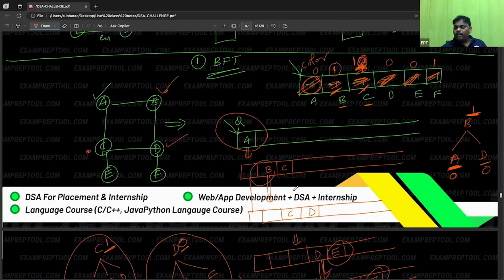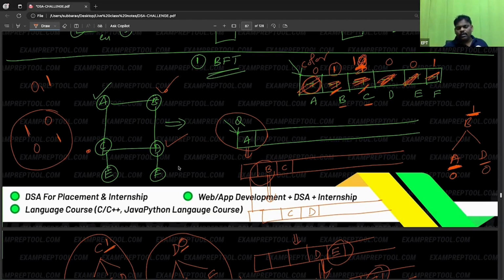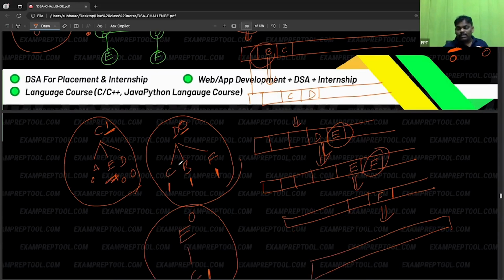Remember, if the parent has some color X, the children should have a color other than X. Here I am taking only two colors, 0 or 1. If the parent has color 1, the children should be 0. If the parent has color 0, the children should be 1. If it is -1 at the start, you can keep whatever you want. If not -1, check whether it is the opposite color. Continue like this. At any place, if parent and children are similar, stop and say it is not bipartite.